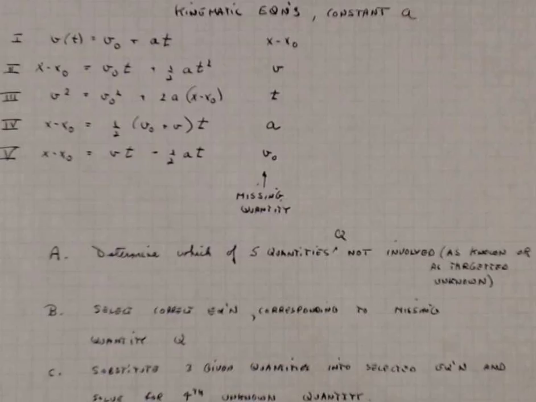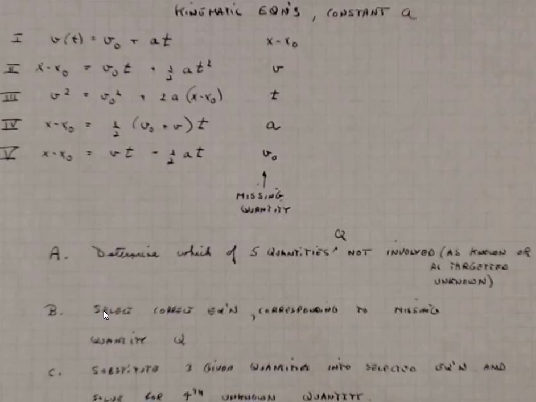So the algorithm is A, to determine which of the 5 quantities q in the particular problem you're trying to solve is not involved, and by that I mean it's not involved either as a known or as a targeted unknown, in other words an unknown for what you're trying to solve.